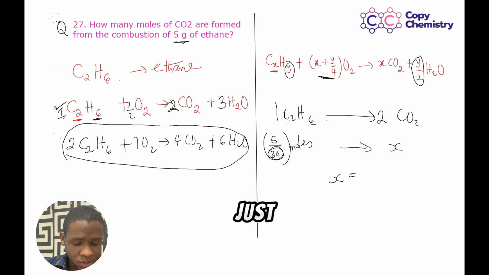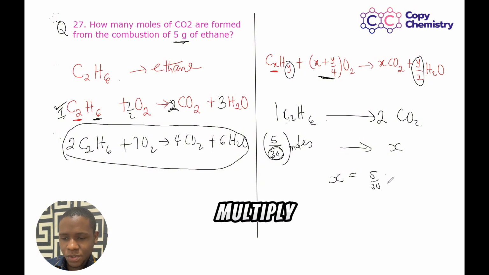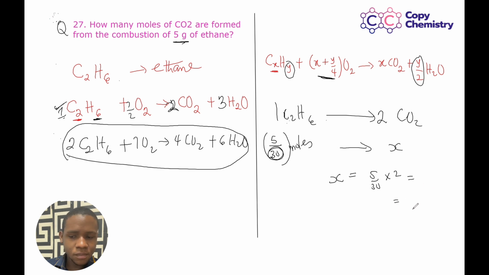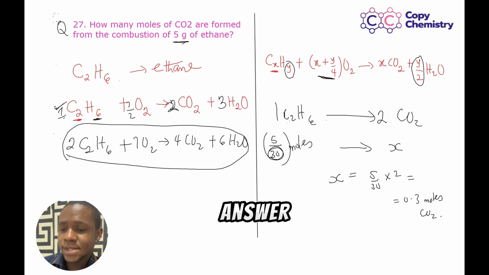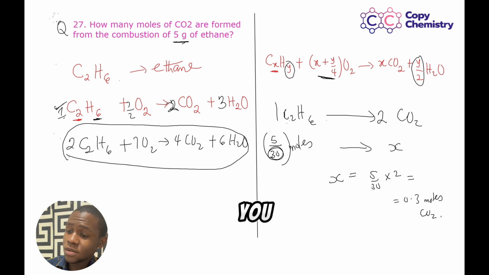And that would just be 5 over 30 multiplied by 2. And that gives you 1 over 3, or you can say 0.3 moles of CO2. So that is the answer to this question. Once again, you see how balancing equations can help you get what you want.